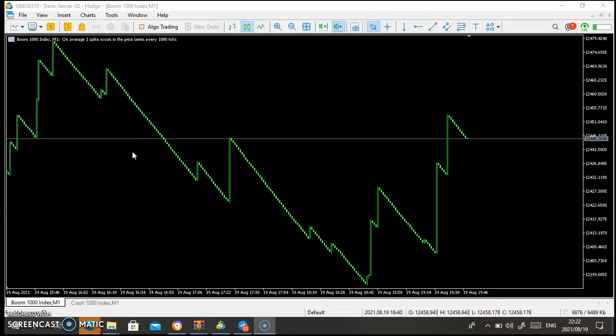So in today's video I'll be backtesting the Punchback spike detector system. Basically, what the Punchback spike detector system does is it gives you signals on Boom and Crash. As you guys can see, currently we're on Boom 1000. I'm just going to add the Punchback spike detector system to my chart.